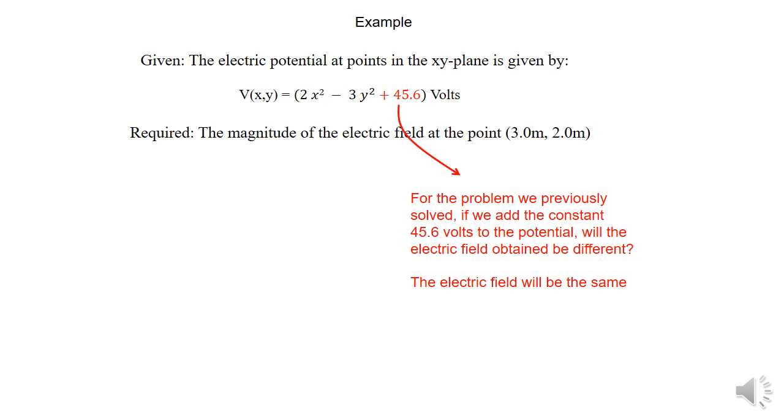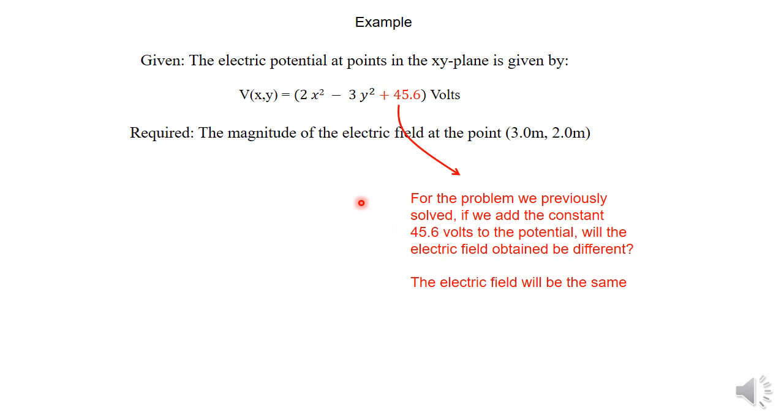For example, another way to illustrate this is if we take the old problem that we solved in a previous video, where you had the potential given as a function of x and y. Now, what if we add the constant 45.6 volts to the potential? If you solve the problem again to get the magnitude of the electric field, or the electric field in general at any point, will you get a different result? Try it and see. Of course, you won't get a different result.